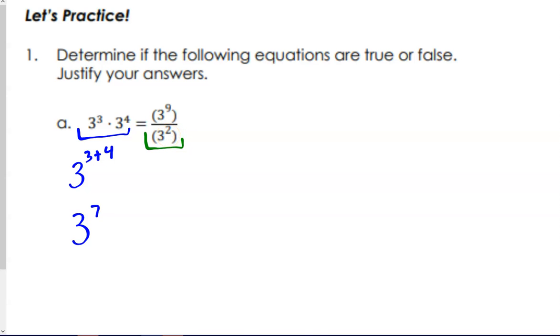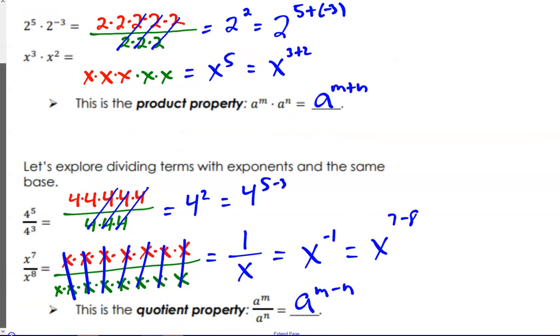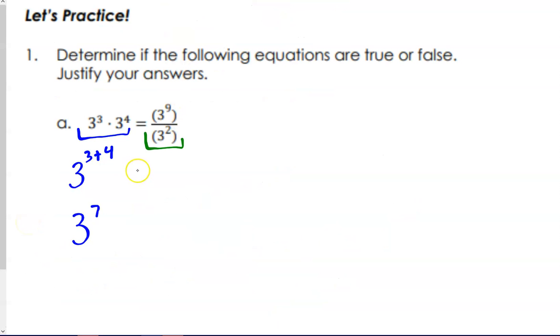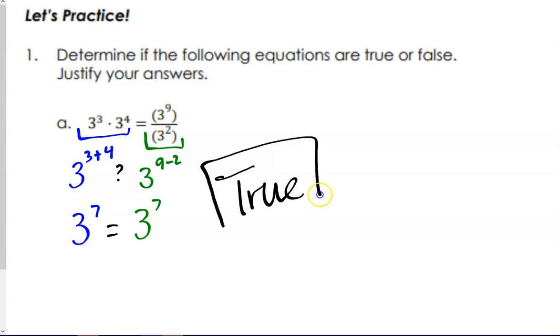Okay. Our other side, we are dividing and they have the same base. So that one is our quotient property. They have the same base with different exponents, so I get to subtract these exponents. 9 minus 2 is 7. So do these equal each other? Yes, they do. This is a true statement.